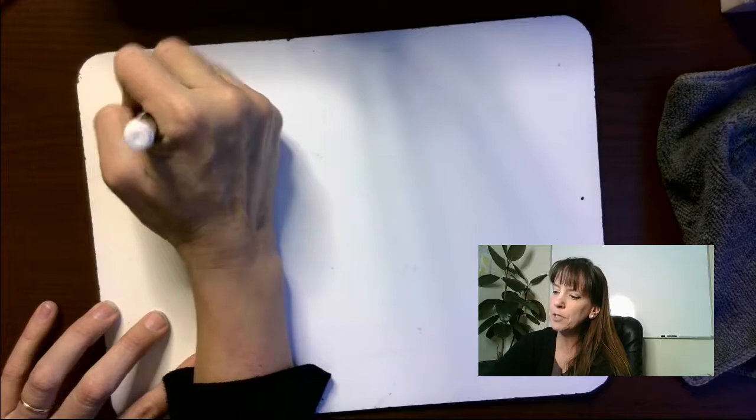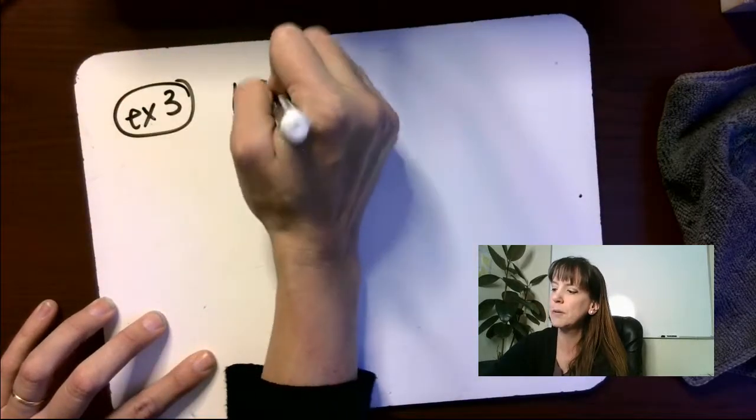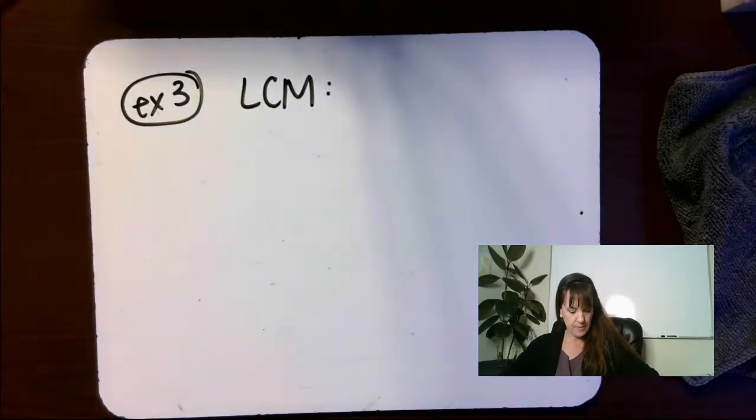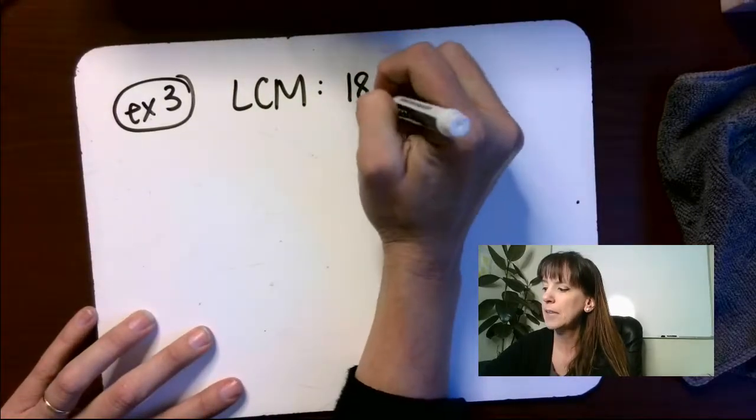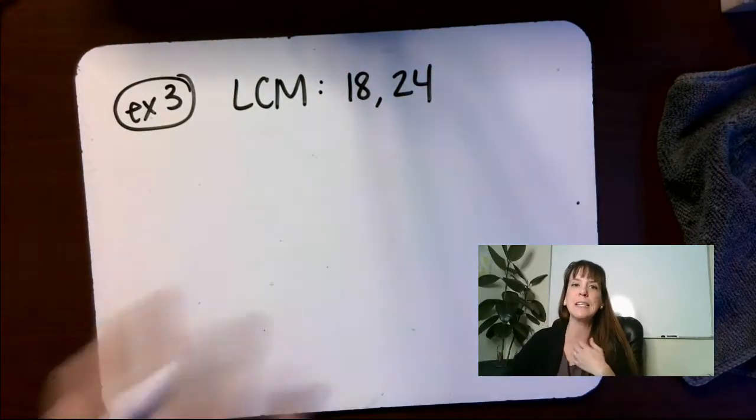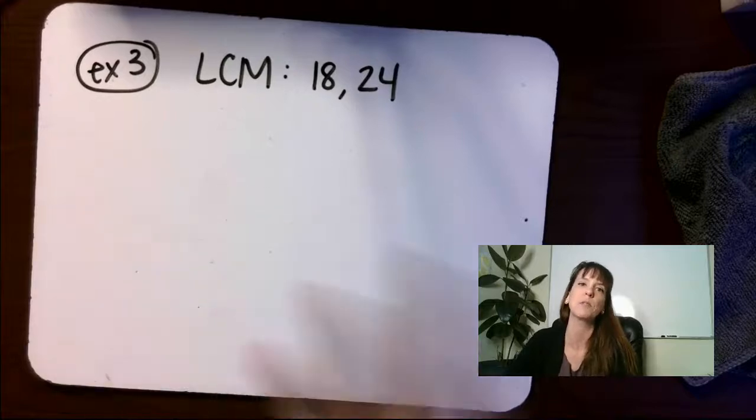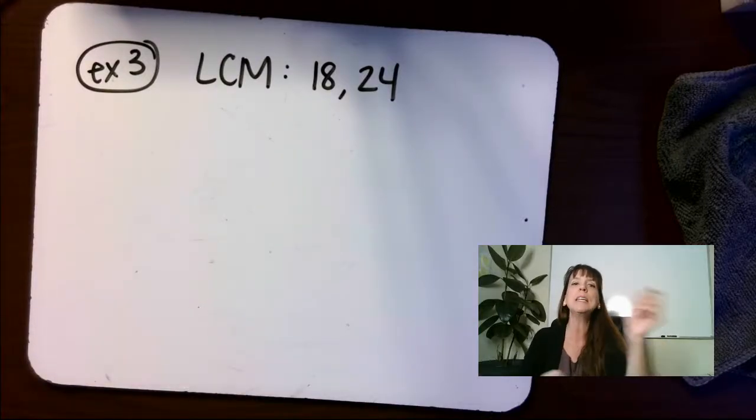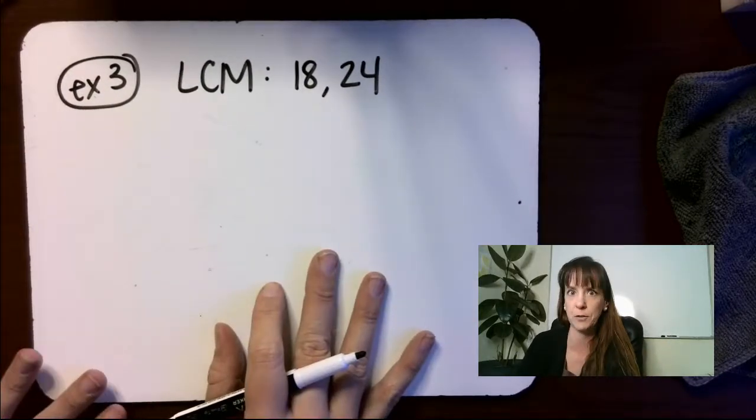Let's use the prime factorization method now. So for example number 3, it's asking us to find the least common multiple of 18 and 24. Now I could sit here and list out all my 18s: 18 times 1, times 2, times 3, times 4, so on and so forth. There's actually an easier way to do this by doing prime factorization.